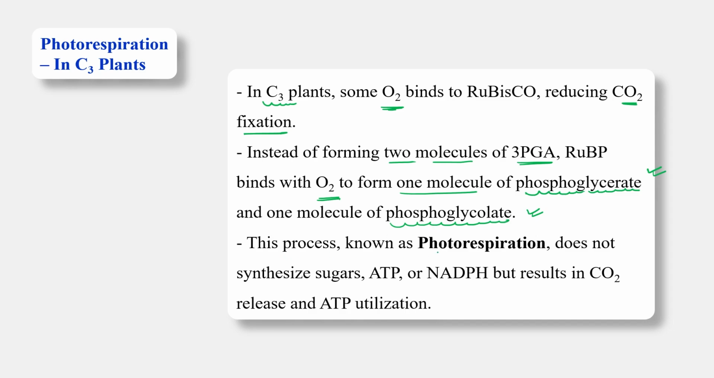And this process is known as photorespiration. Photorespiration does not synthesize sugar, ATP or NADPH, but results in carbon dioxide release and ATP utilization. This is known as photorespiration.